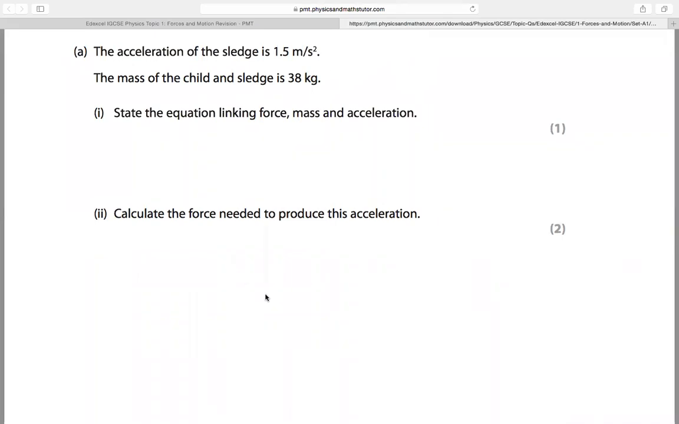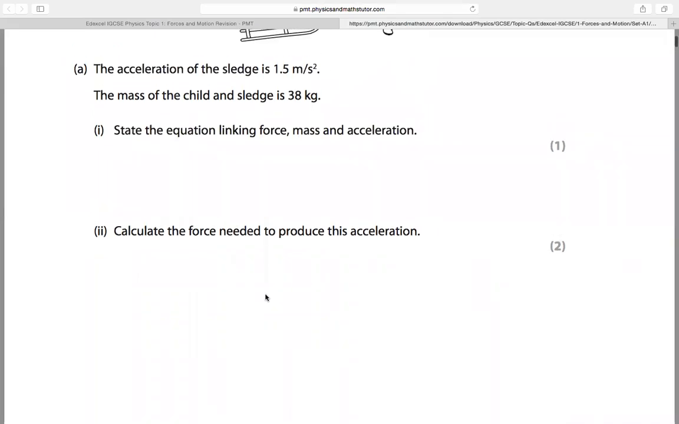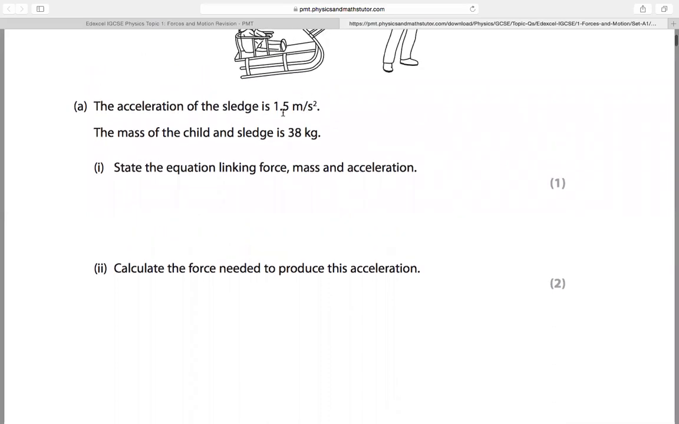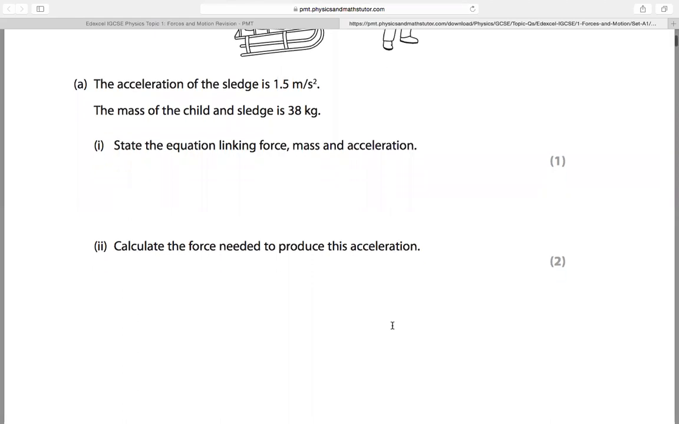Okay. Let's go to the next one. Calculate the force needed to produce this acceleration. So I have 1.5 as acceleration and 38 as mass. So what is the force? So we use the formula that you used just now. Force equals mass times acceleration. So what will you get? 57. 57, correct. So you just take mass times acceleration. So mass 38 times acceleration, which is 1.5, will give you 57 Newton. Okay, you must have the unit Newton.